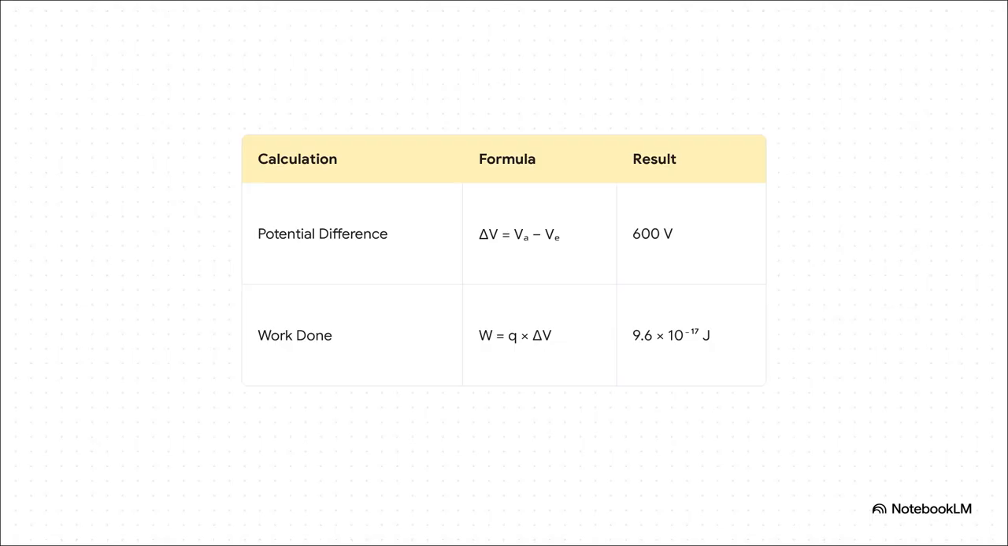Let's break it down. First, the potential difference. We're going from B to A, so the final potential is VA, and the initial is VB. That's 450 volts minus a negative 150 volts, so the total climb is 600 volts. Simple enough. Now, for the work done, we just use our formula. W equals Q times delta V. We plug in the charge of a proton, multiply it by that 600-volt difference, and we get 9.6 times 10 to the minus 17 joules. It's an incredibly tiny amount of energy, sure, but it perfectly follows the rules of our landscape.